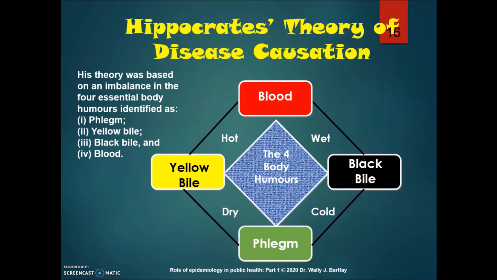So Hippocrates' theory of disease causation was based on an imbalance in 4 essential body humors, which he identified as phlegm, yellow bile, black bile, and blood. So if the patient, for example, had a fever, they were hot, the treatment was to try to cool them down. Or if there was an excessive amount of blood in the body, then phlebotomy may be the intervention, or giving a patient an enema, etc. This was the idea behind his theory.